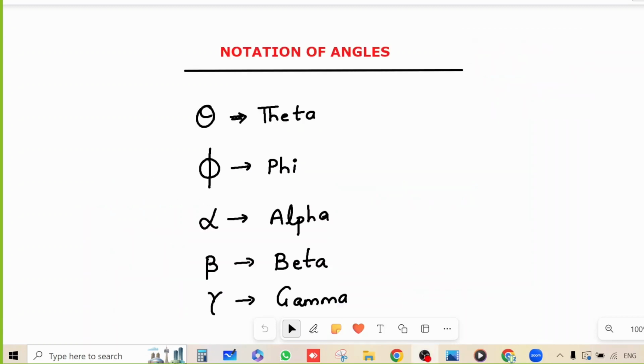To indicate an angle, any letter of the English alphabet can be used, but in trigonometry in general, the following Greek letters are used. This is theta, this is the symbol of phi, this is alpha, this is beta, and this is gamma.